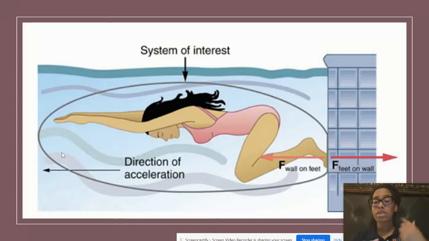Okay, here's a swimmer. This is one that we talked about as well. Notice that she's pushing off on the wall to get a higher acceleration. And also remember that we talked about the blocks for track. A lot of students shared their experiences that they use that block to get a good start. They want to increase their acceleration as they're coming off of the block.